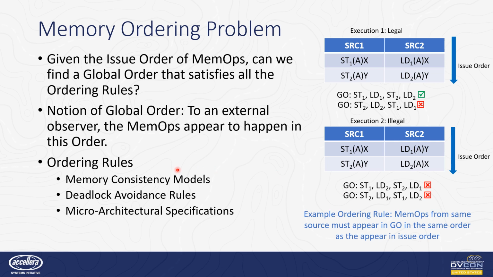And where are these ordering rules coming from? The ordering rules are mainly guided by memory consistency requirements. They could also be arising from deadlock avoidance rules, and usually they are spec'd out in the architectural specifications. There could be link-based ordering rules and so on.